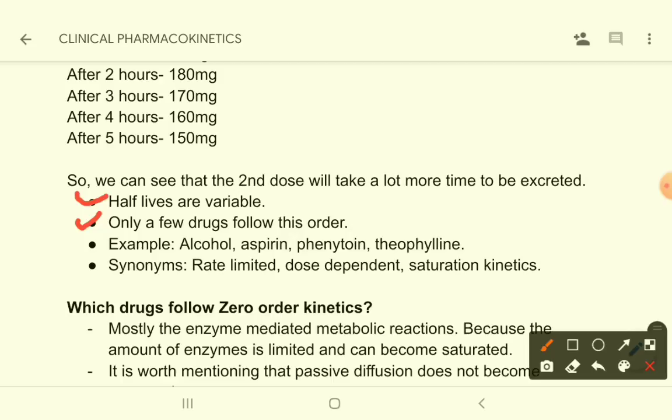For example, alcohol, phenytoin, aspirin, theophylline, etc. These are few drugs, and you have to remember the names of these drugs, as these are some exceptions. Zero order kinetics is not the kinetics which is followed by most of the drugs. So a few of the drugs follow this order of kinetics. You have to remember the names of those drugs: alcohol, aspirin, phenytoin, theophylline. And what are the synonyms for this order of kinetics? You can see rate limiting or rate limited, dose dependent, or saturation kinetics.